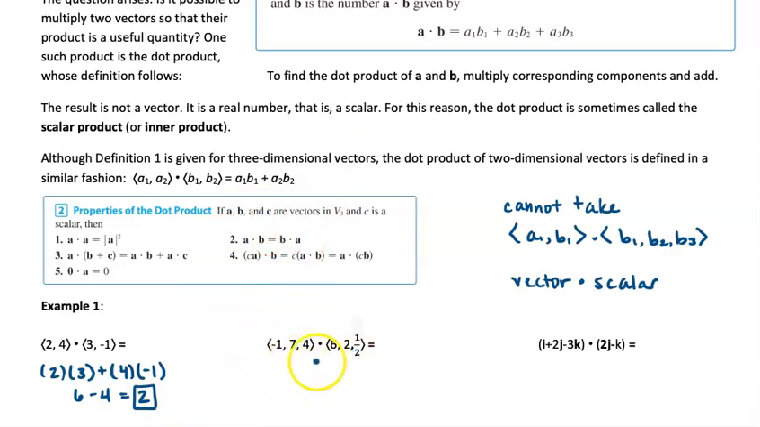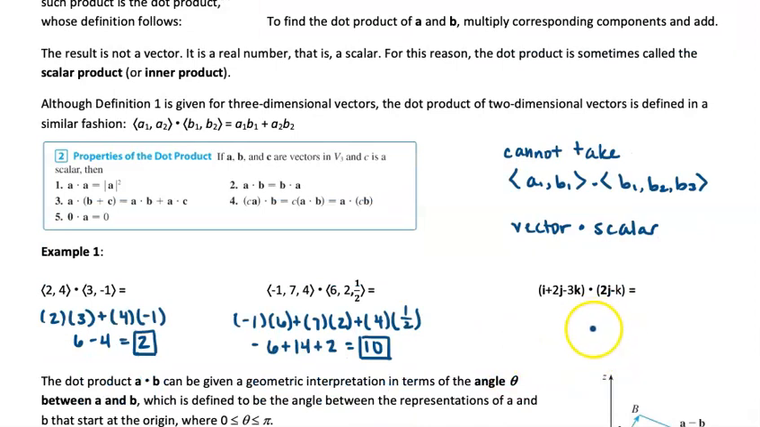So the dot product, now we have vectors with 3 dimensions, with 3 different components. And again, we're taking the first components of each of these vectors and multiplying them. So we've got -1 and 6, plus 7 times 2, plus 4 times 1/2. Simplifying this gives us -6 plus 14 plus 2, which is 16 minus 6, which we can simplify to be 10.